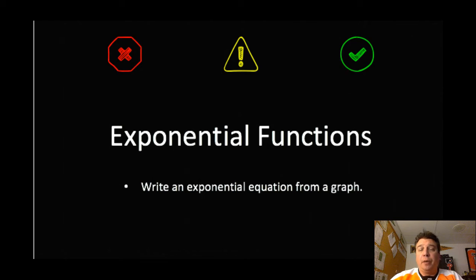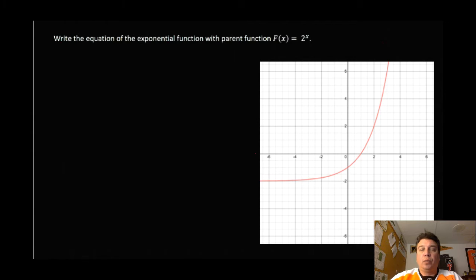Right, for this particular video on exponential functions, we're going to take a look at how we come up with the equation if I know what the graph is. So I'm given the graph and I need to come up with what the equation is. Looking at this example, it says write the equation of the exponential function with parent function f of x is equal to 2 to the x power. This is going to help me figure out what my base is.